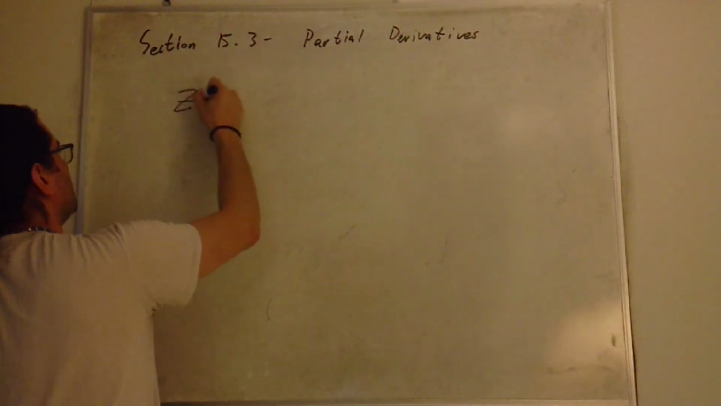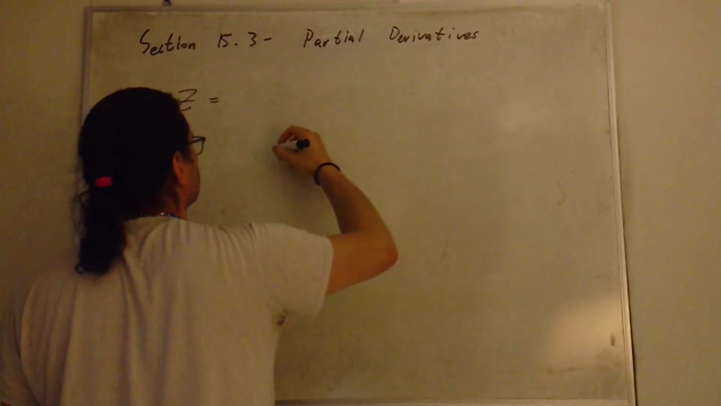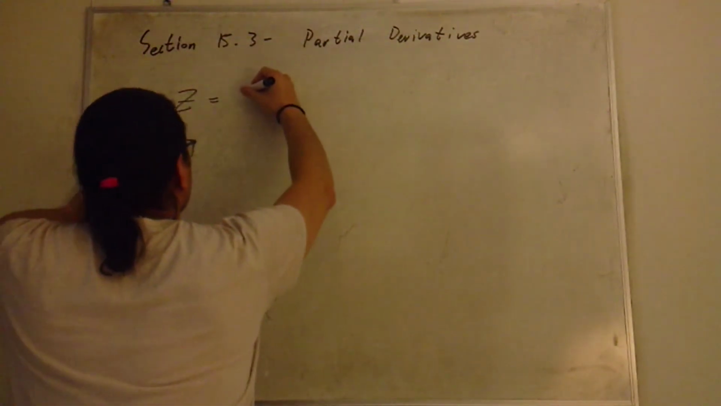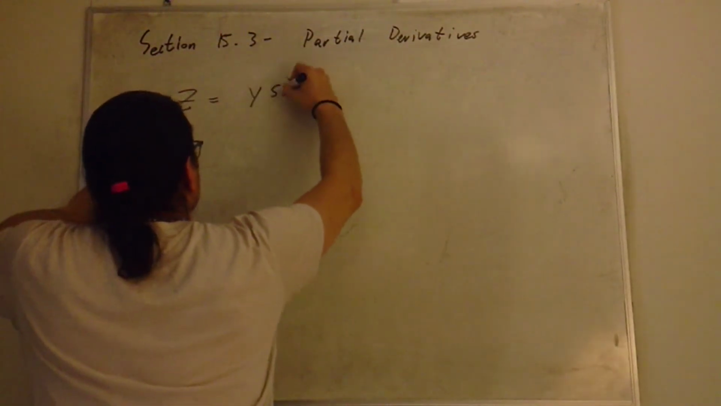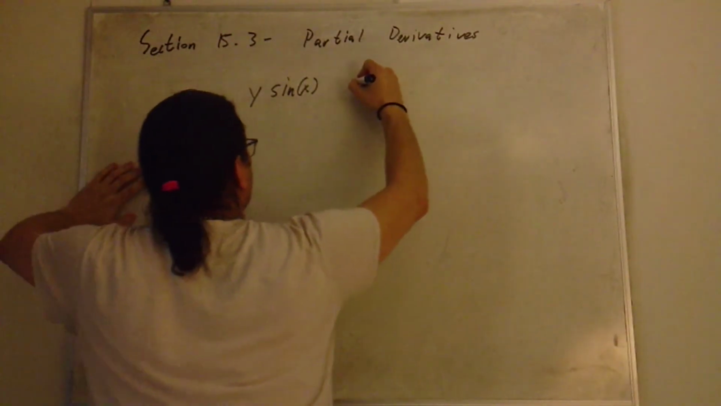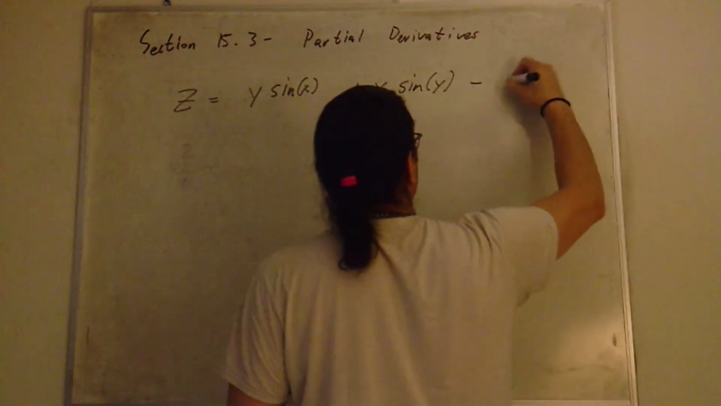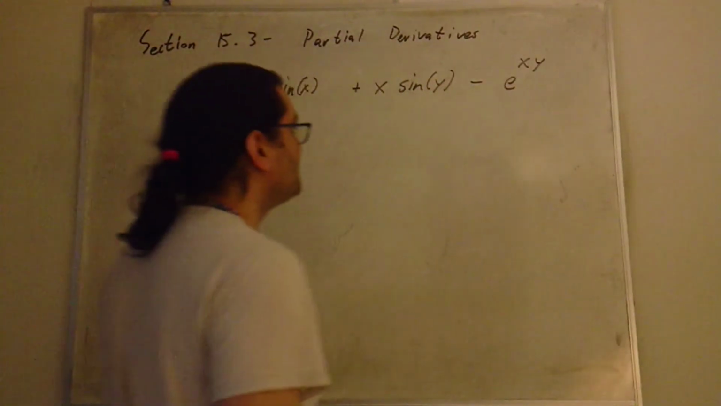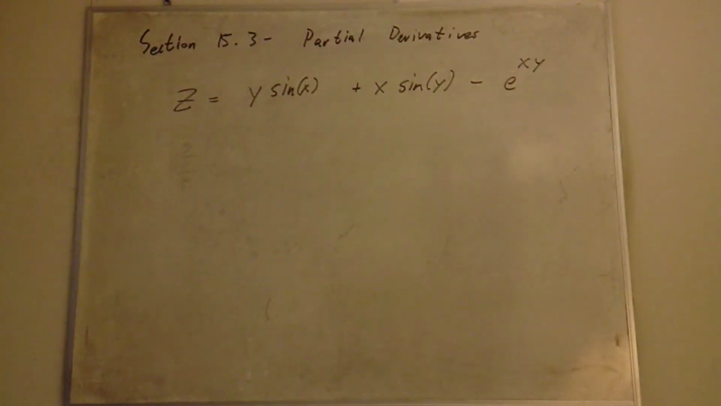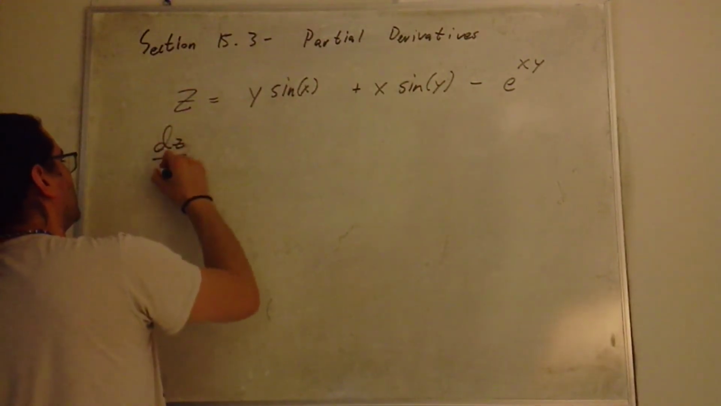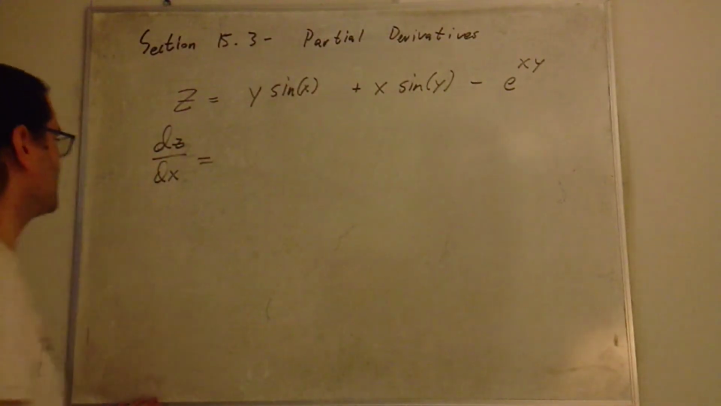Let's do z equals, let's see if I can make this really weird. Let's do y sine x plus x sine y minus e to the xy. I think this one will be fun. Yeah, this is going to be a neat one. Okay, let's do partial z partial x. We'll start with this partial with respect to x.